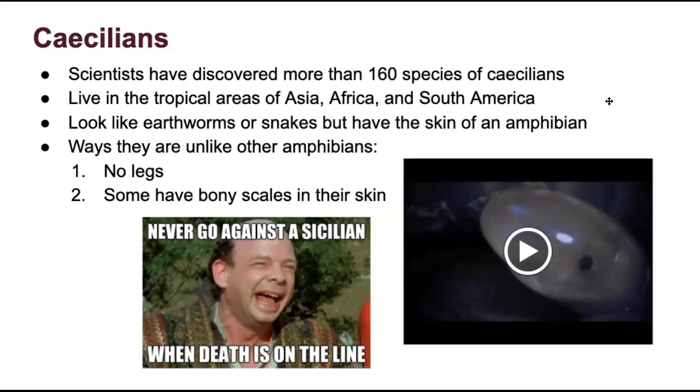They look sort of like earthworms or snakes, but they have that neat amphibian skin that's thin and can absorb water and oxygen and all sorts of other good stuff. Unlike other amphibians, though, they don't have legs. Some of them have bony scales on their skin that sort of give them that extra abrasion, but they don't oftentimes look like amphibians in other ways. This video on the screen is a little creepy. I'm going to post it on my website so you can watch it if you would like.